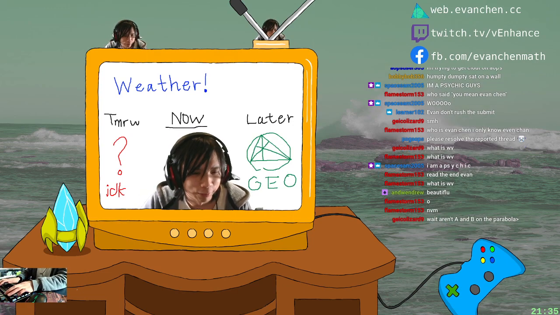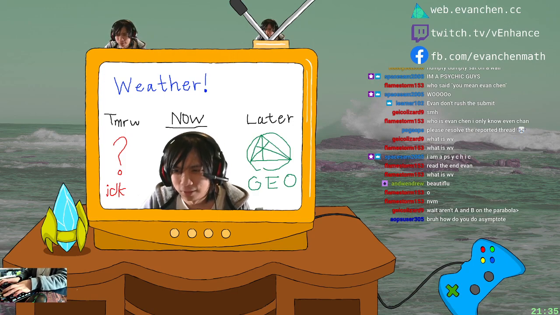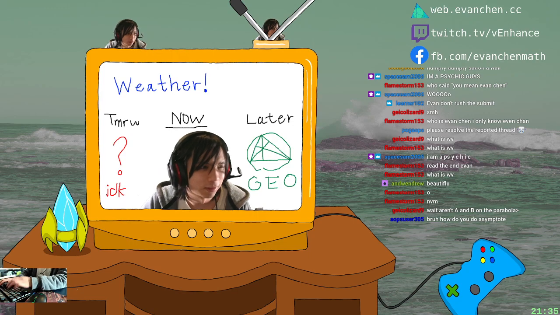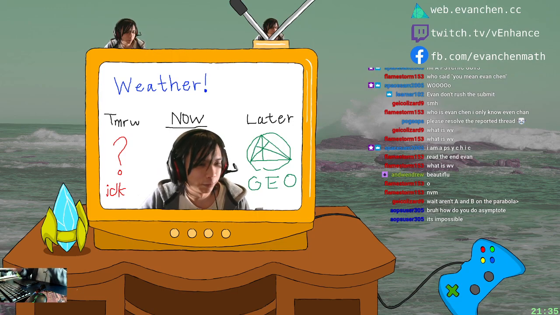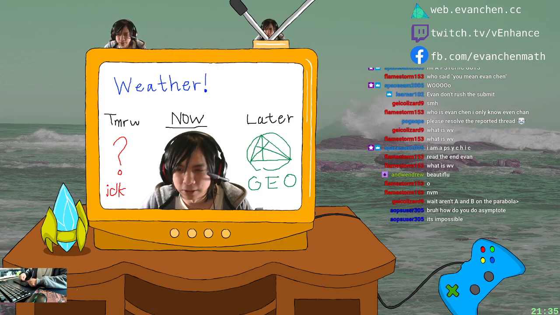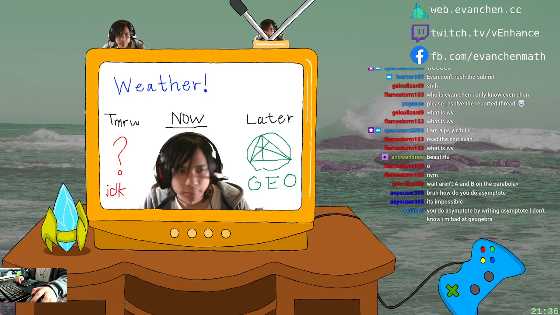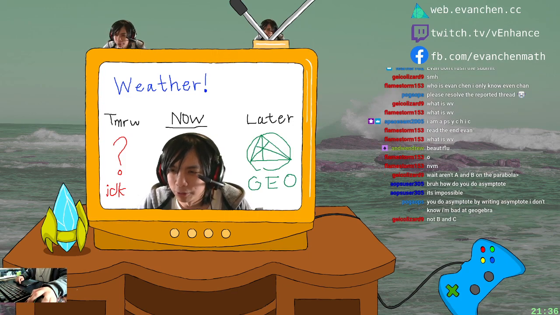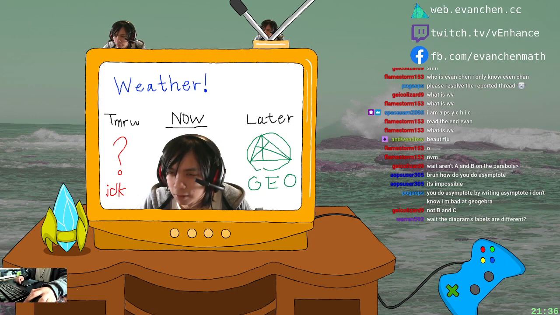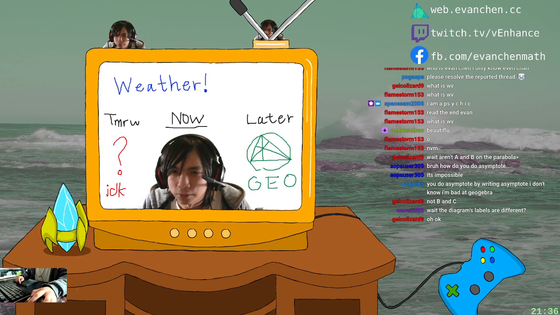Aren't A and B on the parabola? B and C are. So the point is that in the problem it's like A and B are on, but here B and C are. So there's a change of name. You know, I'm going to change the things in here.